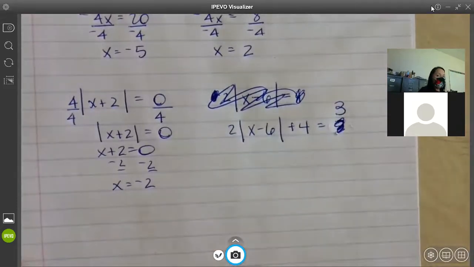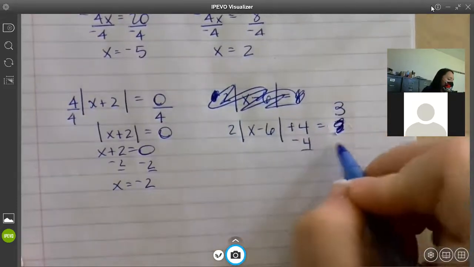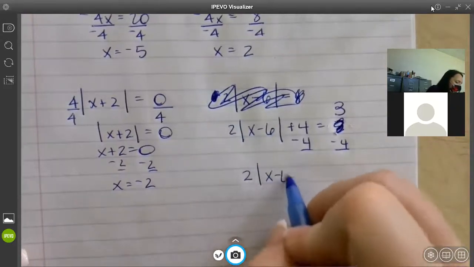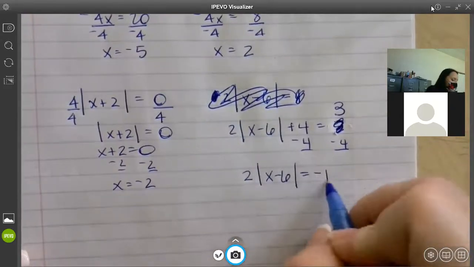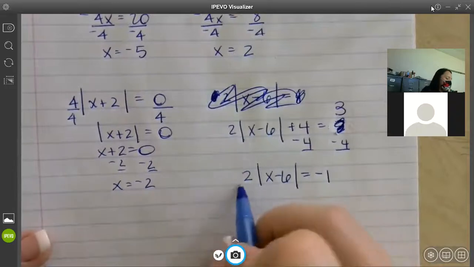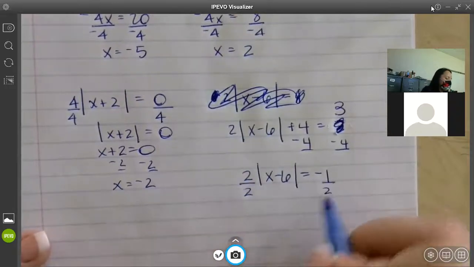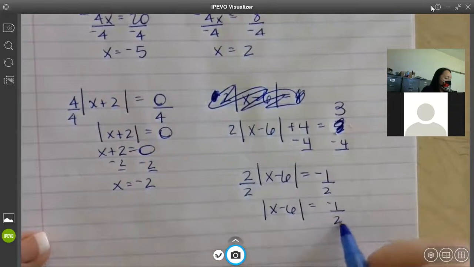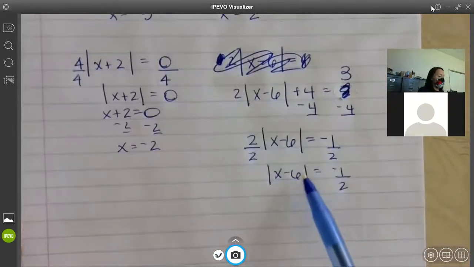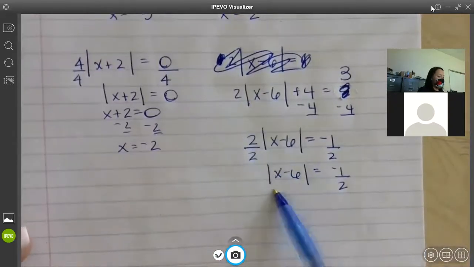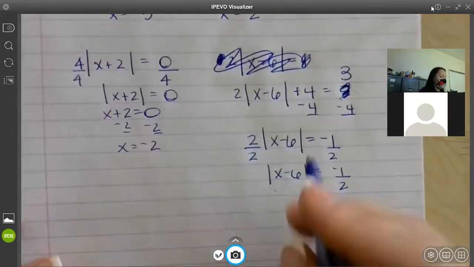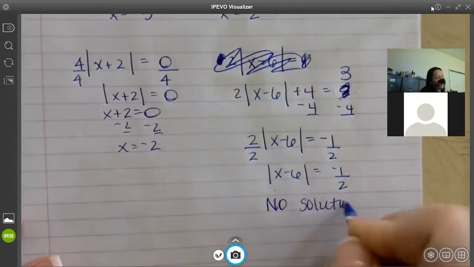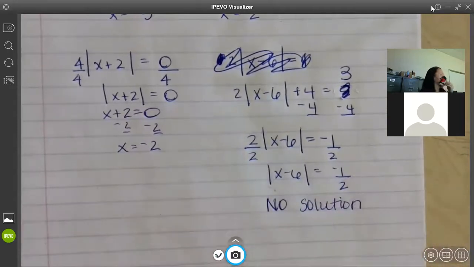All right. First thing that you would do is subtract that 4. So we get 2 times the absolute value of x minus 6 equals negative 1. We divide by 2 to get our absolute value by itself, which gives us negative 1/2. At this point, the absolute value is by itself equal to a negative. So this one would be no solution. So just to give you a couple more examples of that.